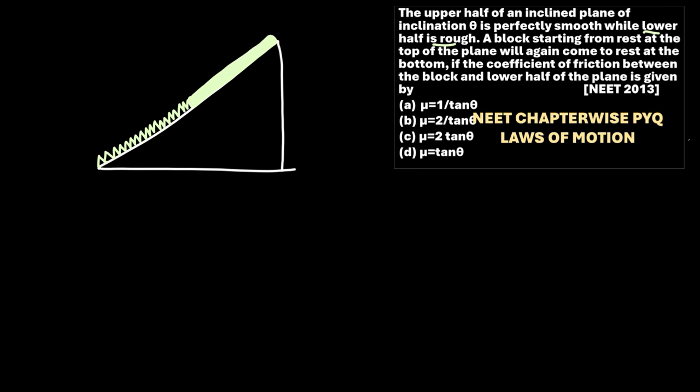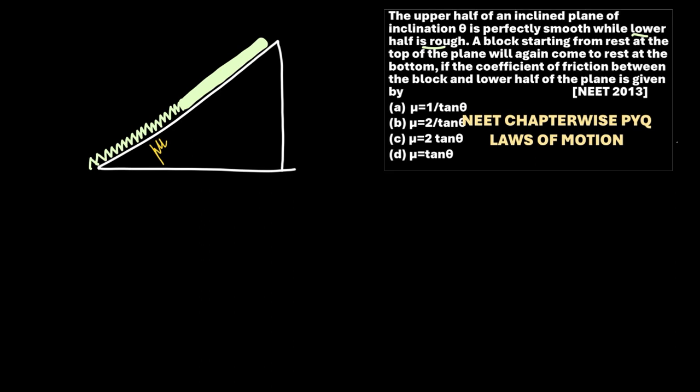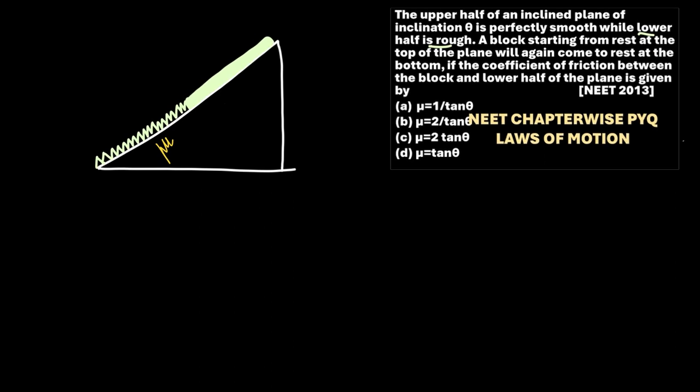So this is the primary thing given in the question. There is coefficient of friction mu here, and here mu is 0. It is smooth. And what else do we have? A block is starting from rest. So say there was a block here, a block here like this.